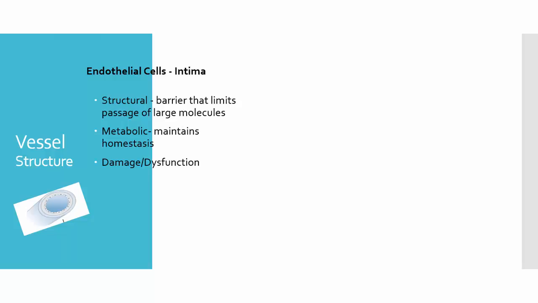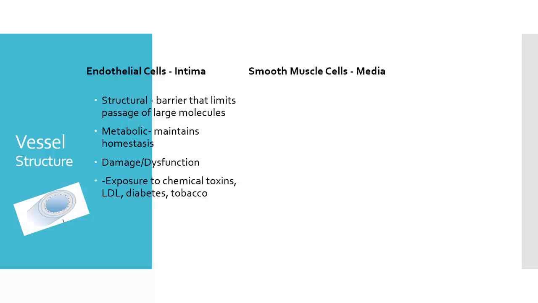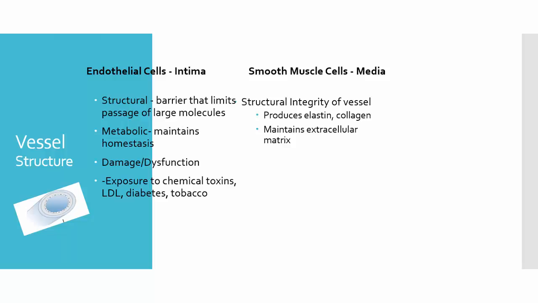Endothelial dysfunction is the first step in the formation of atherosclerosis. Smooth muscle cells make up the majority of the media, or middle layer of the wall. It provides structural integrity of the vessel. It produces elastin and collagen and helps to maintain that extracellular matrix.